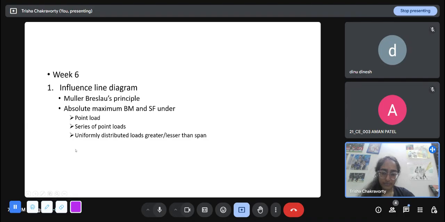And then we saw, once we have the influence line diagram of a beam, how to find the absolute maximum bending moment and shear force under a point load, a series of point loads, and so on. And this will be needed.